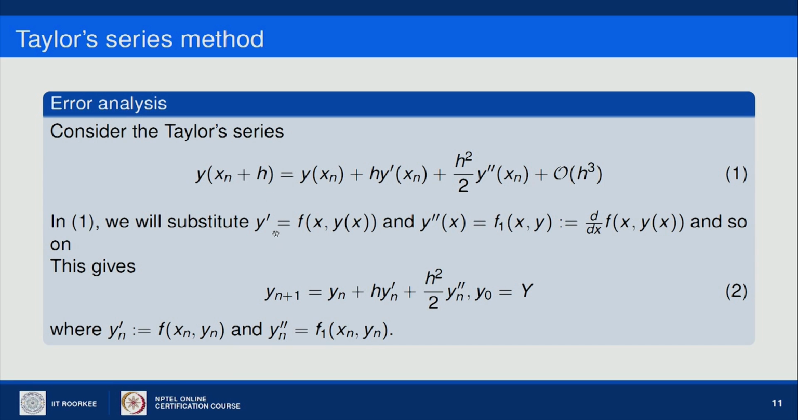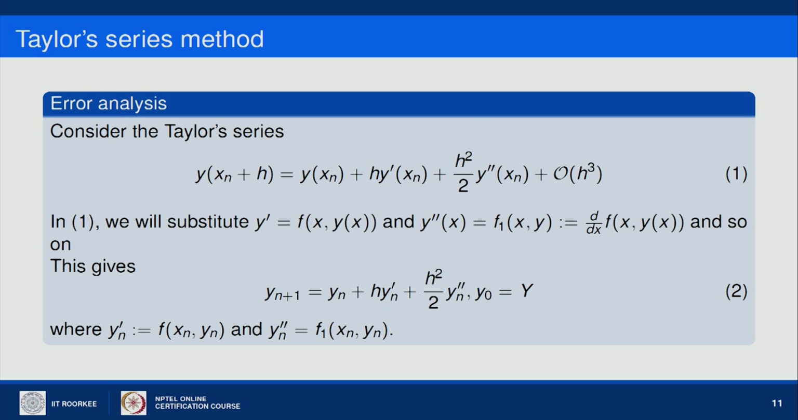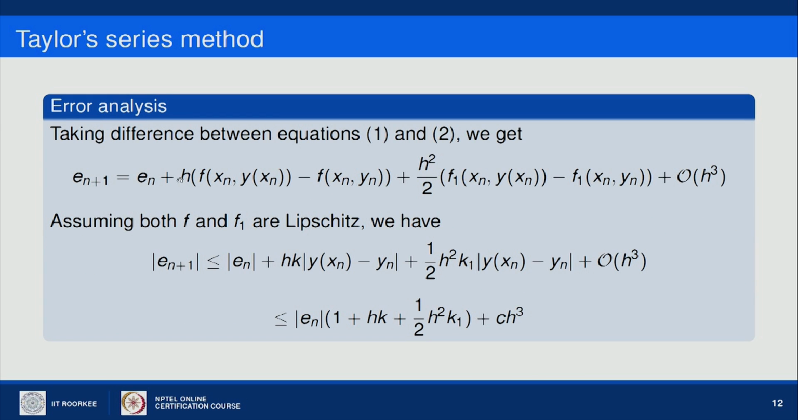So, that will be the error in the n plus 1 iteration, and let us denote it e_{n+1}. If you take the first term in the right hand side, it will be y_n minus y(x_n). So, I am writing E_n plus h times f at x_n, y(x_n) minus f at x_n, y_n, plus second order term and then third and higher order terms.